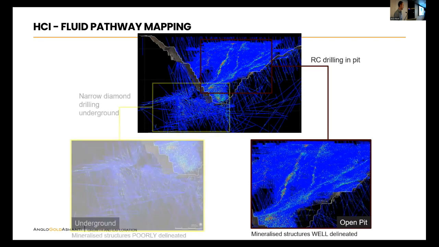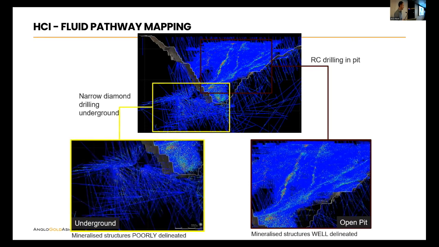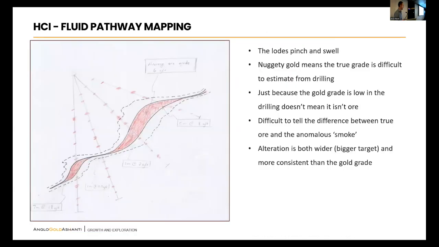delineate the ore zones. In the underground, when we moved to that environment initially, it was very difficult to delineate that same mineralisation. We no longer had the RC, we were dealing with poorly spaced or irregularly spaced NQ-sized diamond, so our sample support was much less, and it became very difficult to delineate the mineralisation. Particularly the case because it's a very nuggety, high-grade or coarse-grained gold. The lodes pinch and swell in geometry over very small distances.